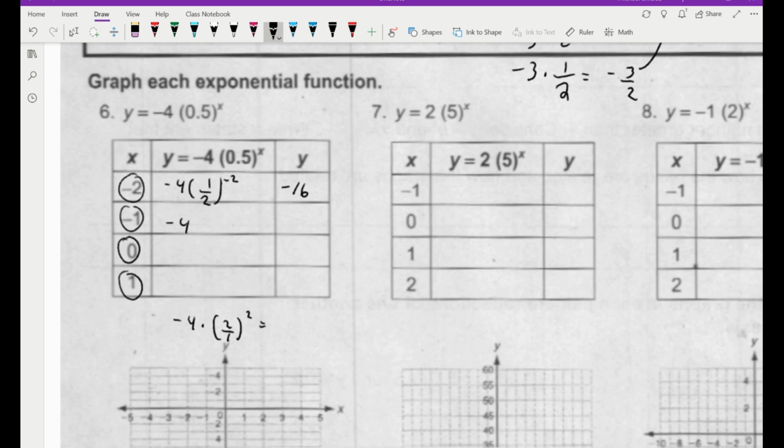The next value is minus 4 times 1/2 raised to the minus 1. 1/2 raised to the minus 1, so we flip it to just 2 over 1. So this one would be minus 4 times 2 over 1 raised to the 1, which is simply minus 8. The next one is minus 4 times 1/2 raised to the 0. Now this is important to remember. Anything raised to the 0 is 1. So 1 times minus 4 is minus 4. Lastly, minus 4 times 1/2 to the 1 is simply minus 2.